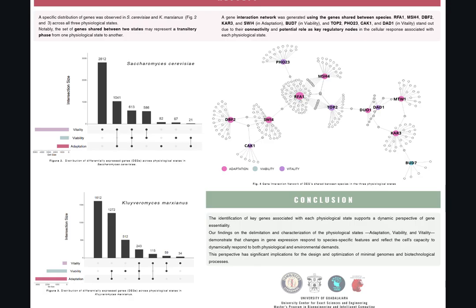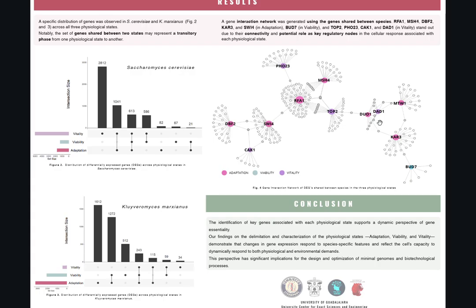Then we did a gene interaction network using genes that were shared between the two species, and we found genes that may serve as functional markers of physiological change and key regulators in cellular response. In pink we have genes that are associated with the adaptation state, in green for viability, and in purple for vitality.